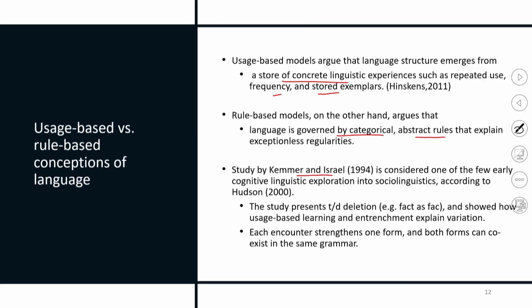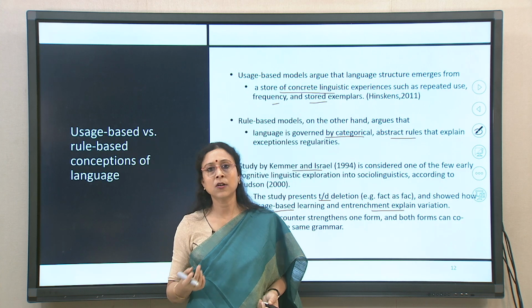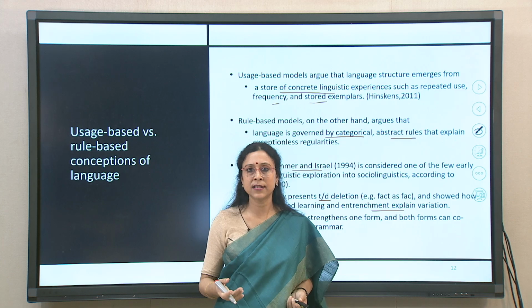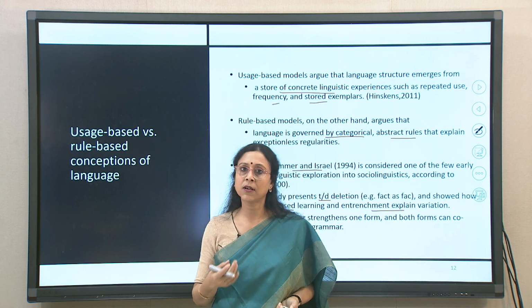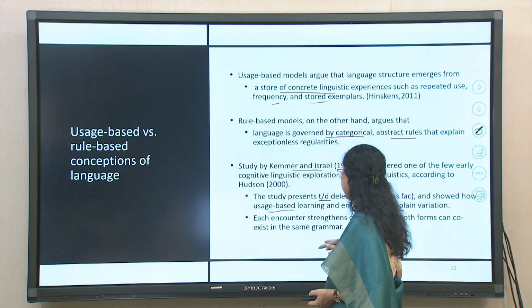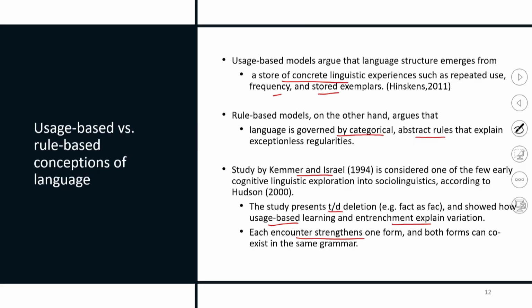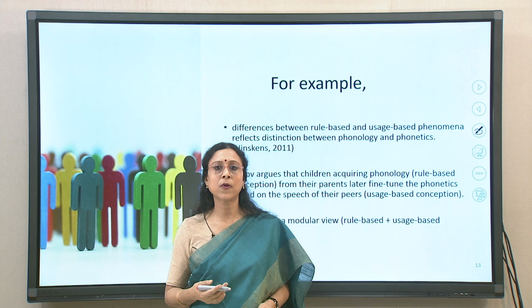One of them, for example, by Cameron Israel, is considered one of the few early cognitive linguistic explorations into sociolinguistics. This study looked at the deletion and showed how usage based learning and entrenchment explain variation. What gets used and what does not get used has a lot to do with usage based learning: where it is used, who is learning, in which context, and the entrenchment. Each encounter strengthens one form and both forms can coexist in the same grammar. However, depending on the kind of intermingling and usage that you have, one form might get strengthened.